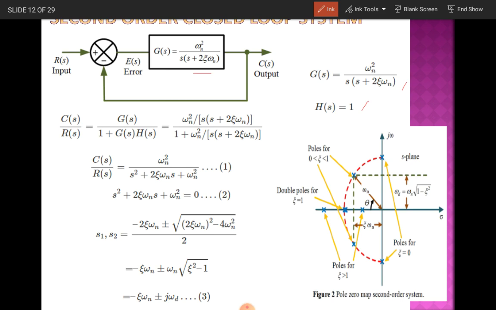We can find the closed loop transfer function C(s)/R(s) = G(s) divided by 1 + G(s)H(s). In this expression we replace G(s) and H(s). Finally we get the closed loop transfer function for a second order system as omega_n squared divided by s squared + 2 delta omega_n s + omega_n squared. This is the standard equation used for second order system response.